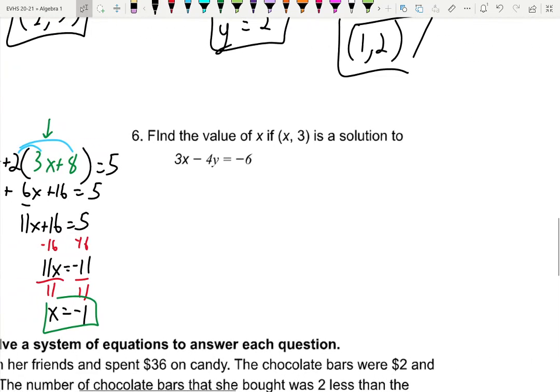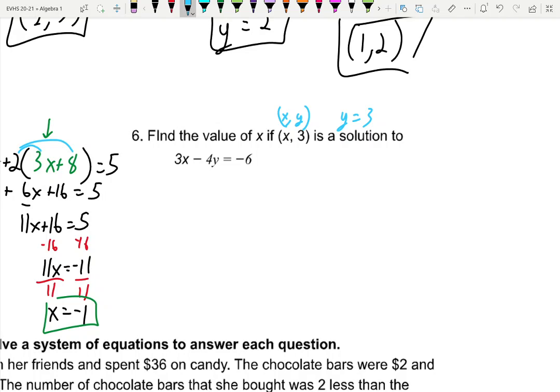Okay, number 6. This one is a very, very weirdly worded problem, and quite frankly, the reason why we're doing this is because there have been several years that a problem exactly like this has shown up on the STAR exam. So I want to make sure that you guys are familiar with it before you walk into that test. So, find the value of x if (x, 3) is the solution to this equation. Now, realize this is just an x, y coordinate pair. So all that this is telling you is that y equals 3.